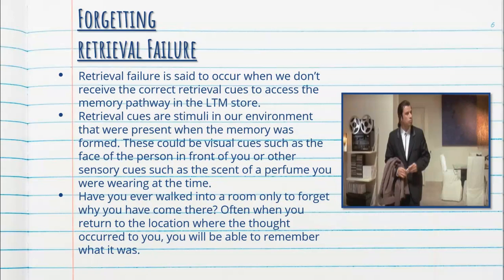Now, another theory of why we forget is retrieval failure. This is said to occur when we don't receive the correct retrieval cues to access the memory pathway in the long-term memory store. Retrieval cues are stimuli in our environment that were present when the memory was formed. This could be visual cues such as the face of a person in front of you. It could be other sensory cues, such as the scent of perfume, what you were listening to at the time, etc.